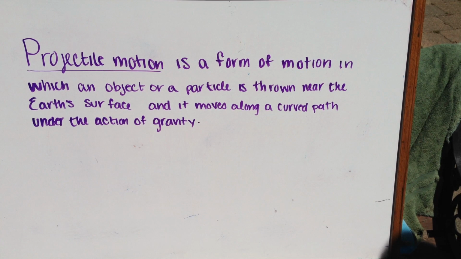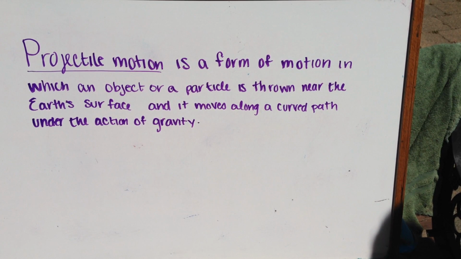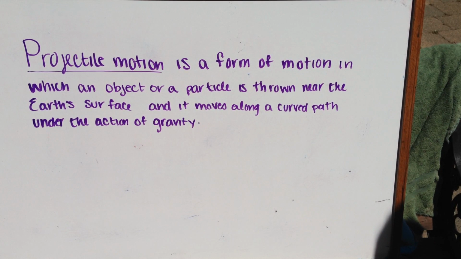Projectile motion is a form of motion in which an object or particle called a projectile is thrown near the Earth's surface and it moves along a curved path under the action of gravity only.